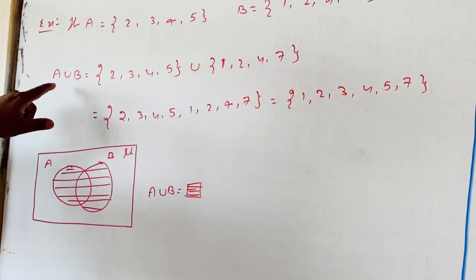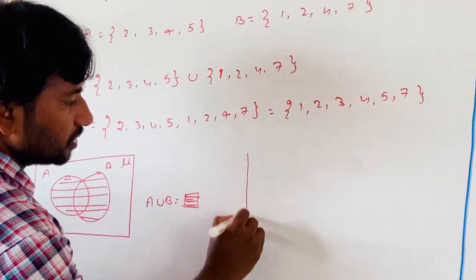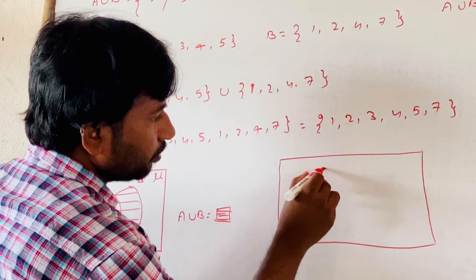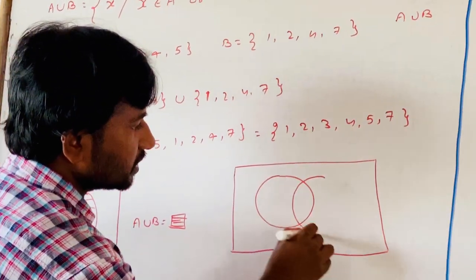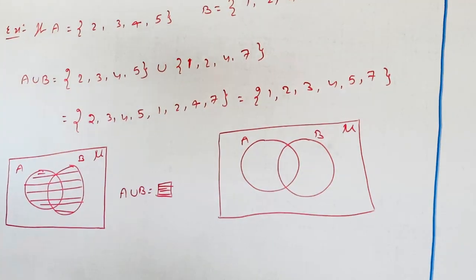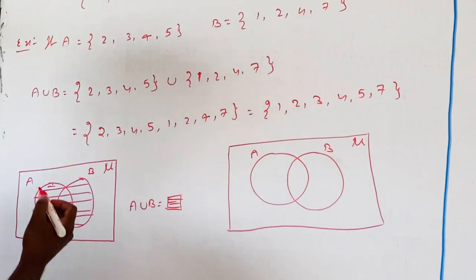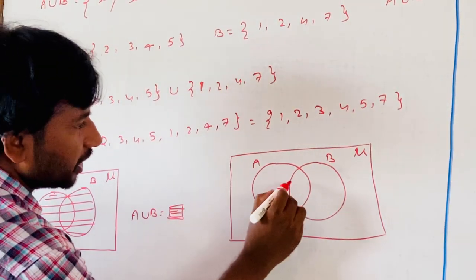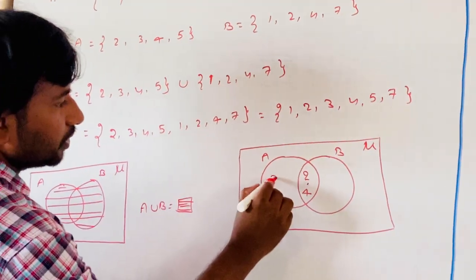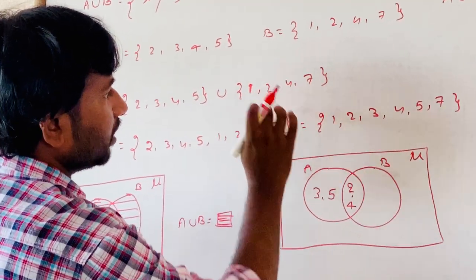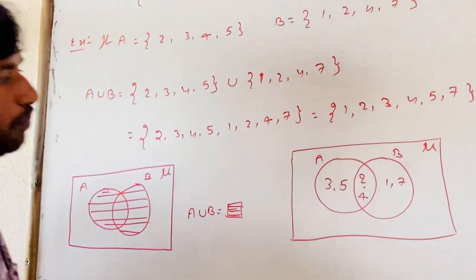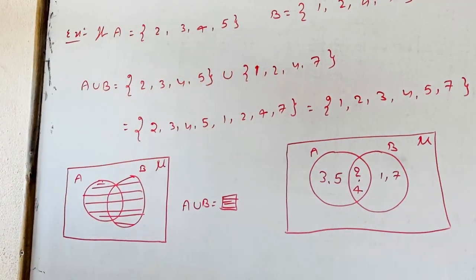Now observe this example expressed in the Venn diagram. Write set A and set B inside the universal set mu. First, write the common elements of both, which are 2, 4. The remaining elements of A are 3, 5. The remaining elements of B are 1, 7. This whole region is A union B.